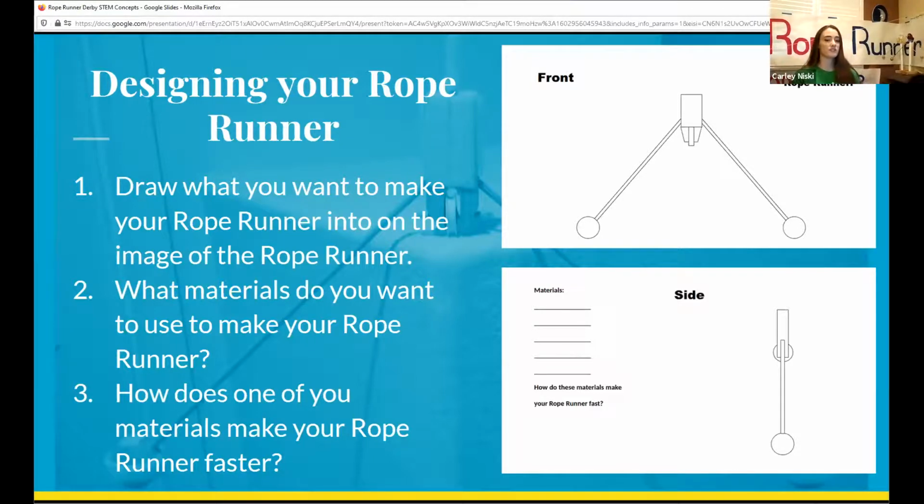So remember, as you're drawing out the design for your rope runner, make sure that it is balanced and that the materials that you choose are less air resistant. So we will come back together at 1:55 and then we'll share our design.